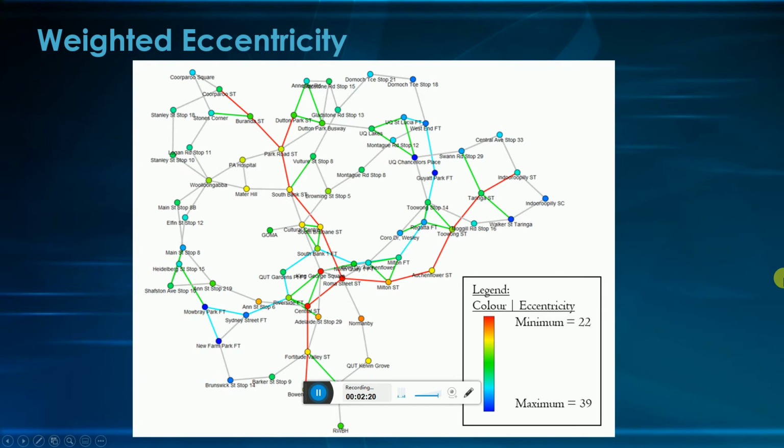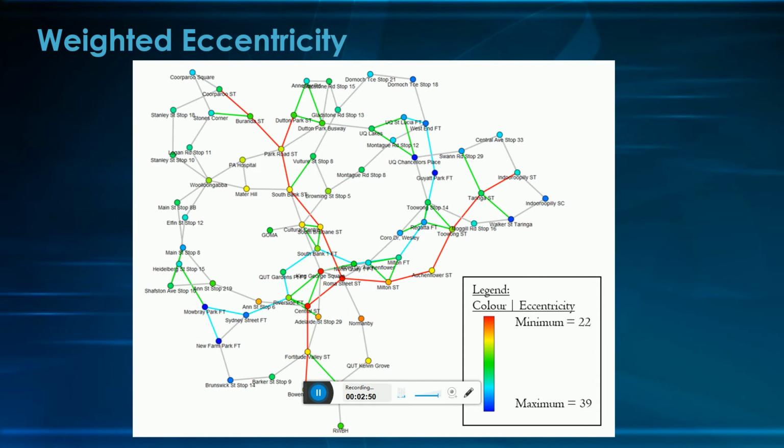I wanted to analyze the centrality of vertices, and one way of doing this was looking at the eccentricity. The eccentricity is a good way to measure centrality because eccentricity is the maximum distance between a chosen vertex and any other vertex in the graph. And so the more central your vertex, the smaller the maximum distance would have to be.